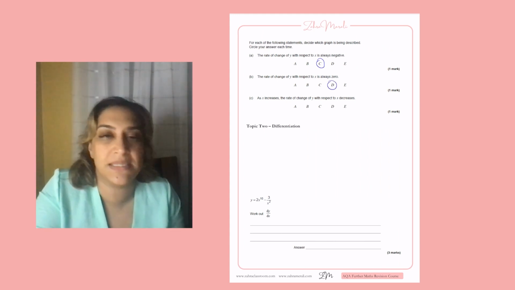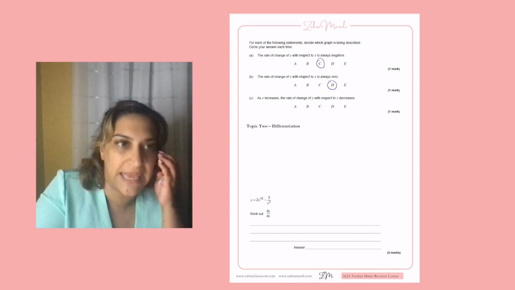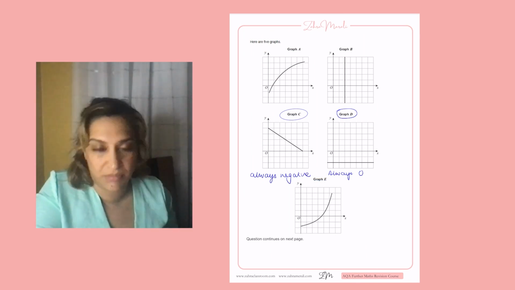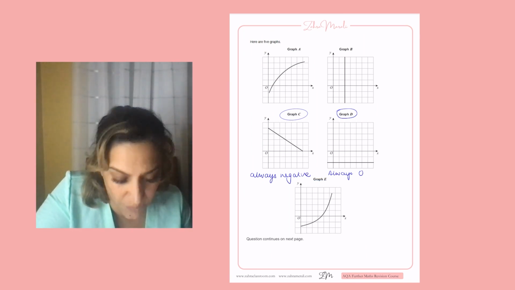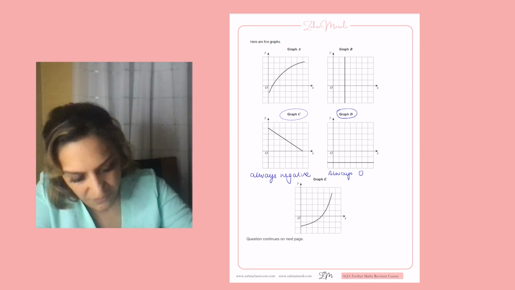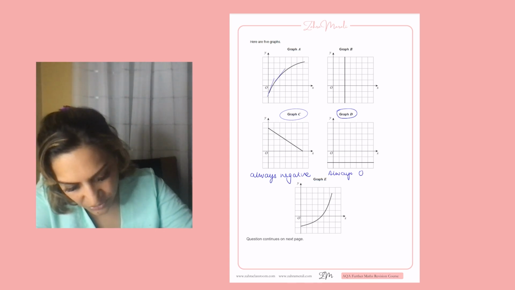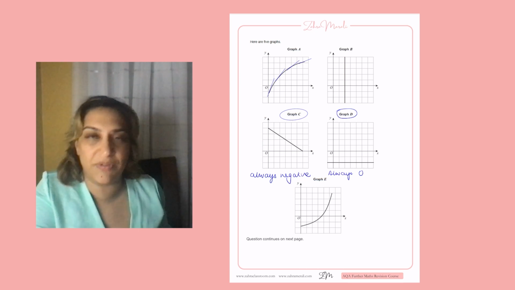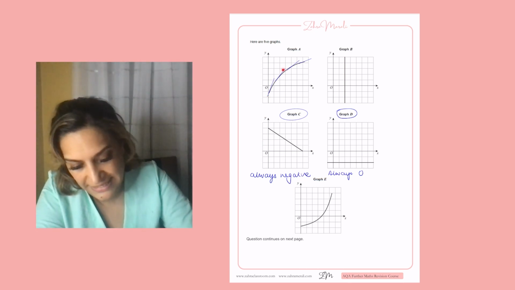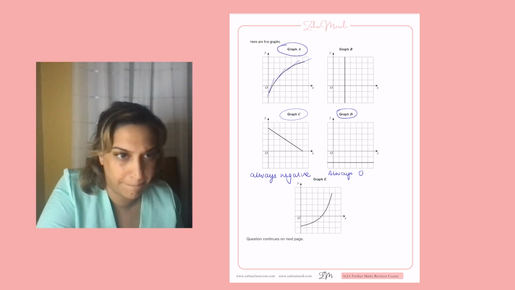And the last bit says, as x increases, the rate of y with respect to x decreases. So we're saying as x goes up, the rate of y decreases, so the gradient decreases. Now when we've got a curve and we want to think about the gradient, we're just going to think about the tangent at lots of different points. Now if we have a look, we start off with a steep line over here, and it's less steep and less steep. So the answer here would be A.